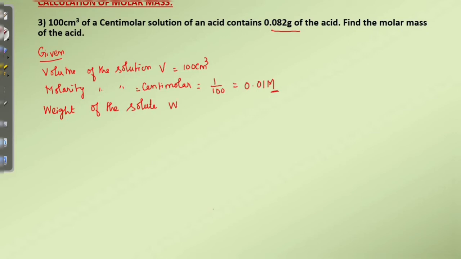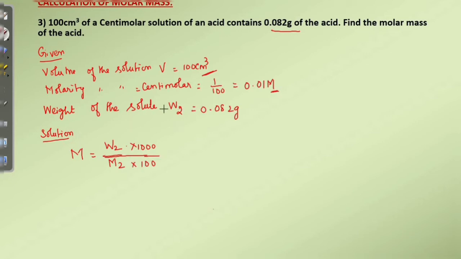Weight of the solute we used to represent with W2 is 0.082 grams. Okay. So now we are going to find out the molar mass. How to find out the molar mass? We can find out the molar mass easily from the molarity formula, W2 by M2 into, see here the volume is given again in centimeter cube. So you are supposed to multiply with 1000 divided by, what is the volume value? It is 100, is it not?